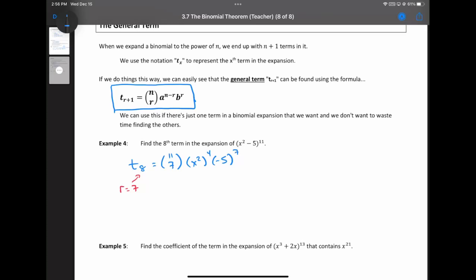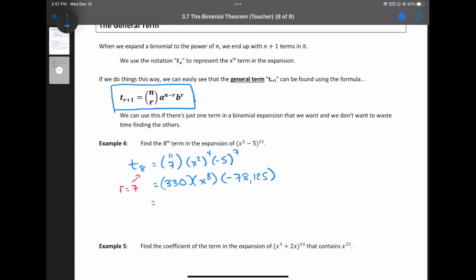Okay, so you can see how long this term is going to be. It's a good thing we didn't have to do all 12 of them. 11 choose 7 is 330. x squared to the fourth is x to the 8th. And negative 5 to the exponent 7 is negative 78,125.